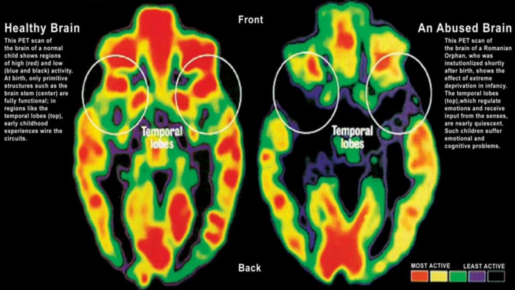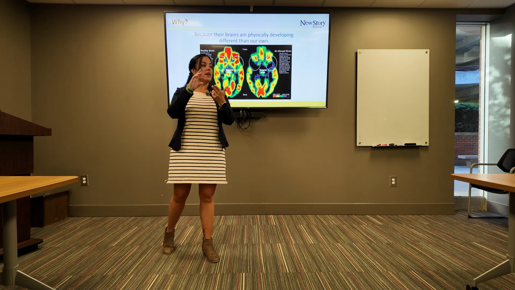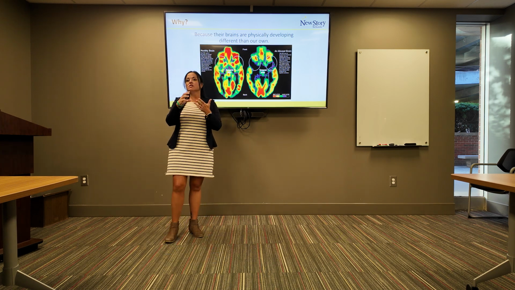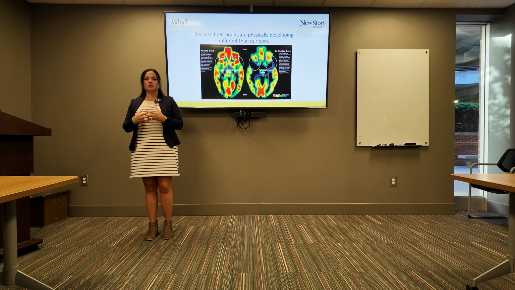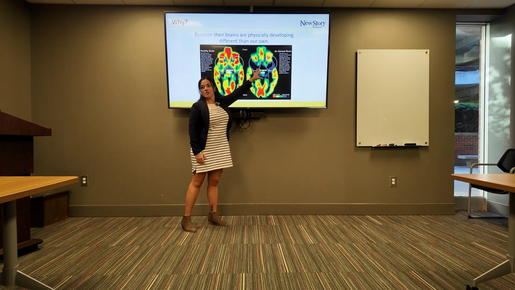What is the temporal part of your brain used for? This is where you hold your cognition. This is where we have executive functioning. This is where we have those self-regulation skills. The abused brain has not developed that at a time that they probably should have.